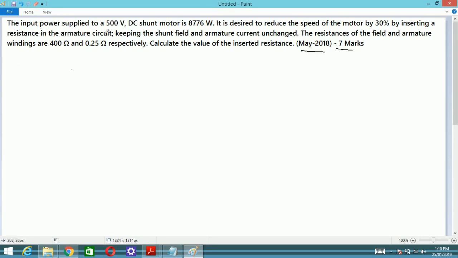The input power supplied to a 500 volt DC shunt motor is 8776 watt. First of all, I will write down the given things. As it is a DC shunt motor, you have to mention DC shunt motor. Input power is given, which is PI, 8776 watt. Next, voltage is also given, which is DC voltage, VDC, equal to 500 volt.